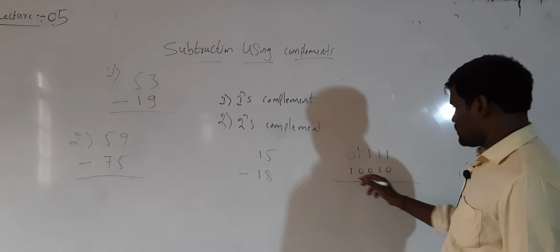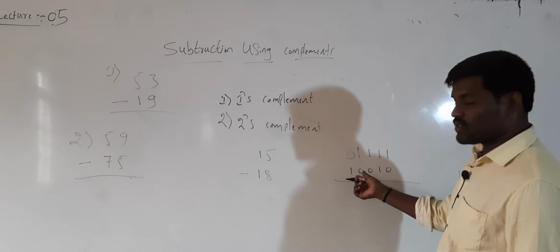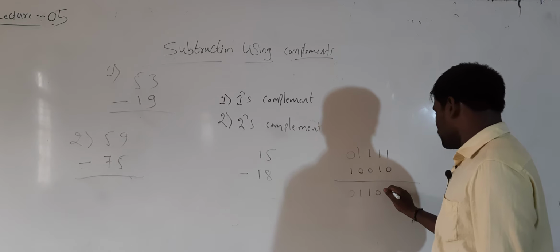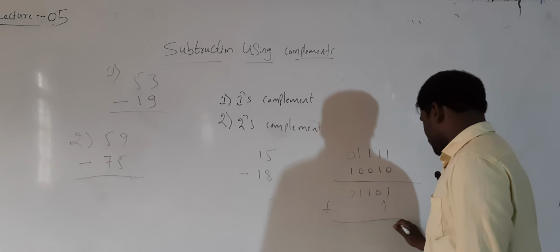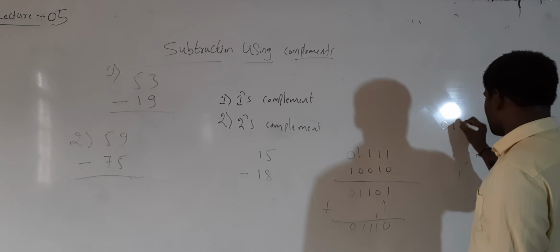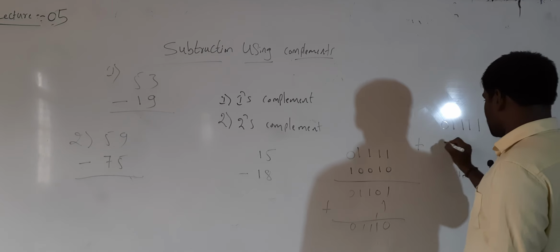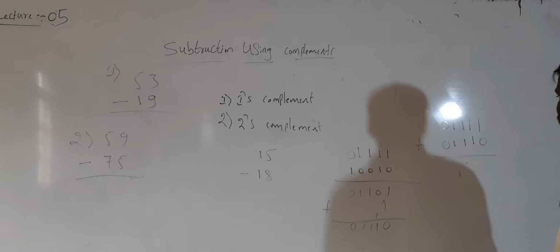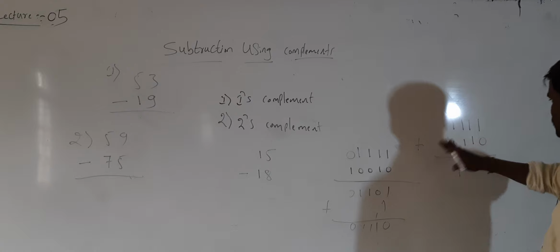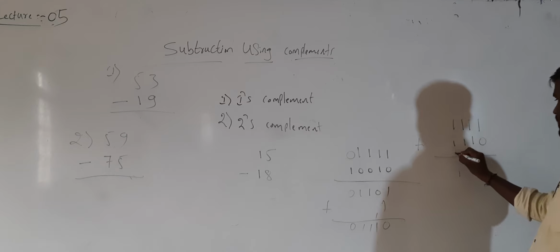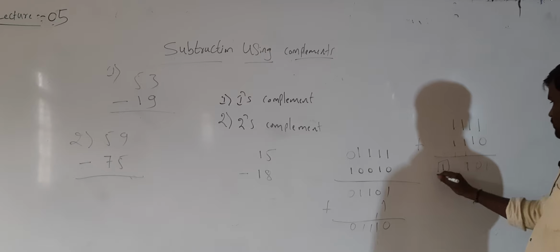Okay, see here. First you can convert this to the 2's complement. That is 0, 1, 1, 0, 1 plus 1, 1, 0. Carry 1, 1, 1, 1, 0. See here 0, 1, 1, 1, 1 plus 0, 1, 1, 1, 0. Remove 0. 1, 0, 1, 1, 1, 0, carry 1, 1, 1, 0, carry 1, 0, 1, 1, 1, 1, 0, carry 1, 0, 1, 1.